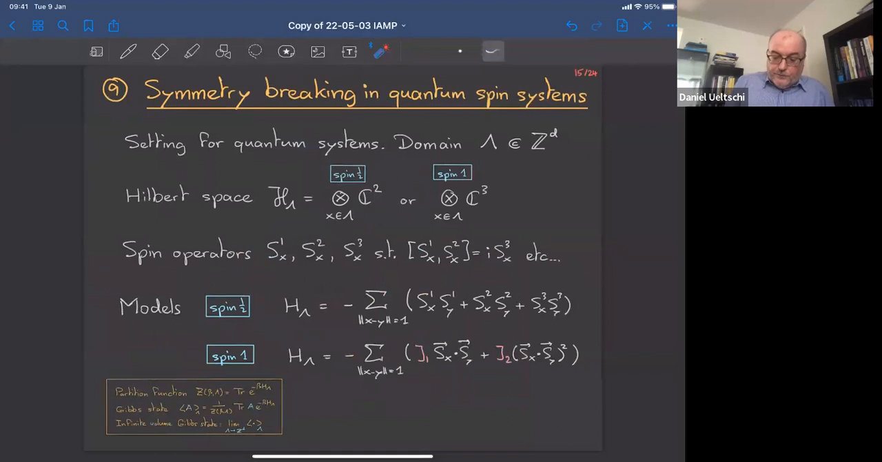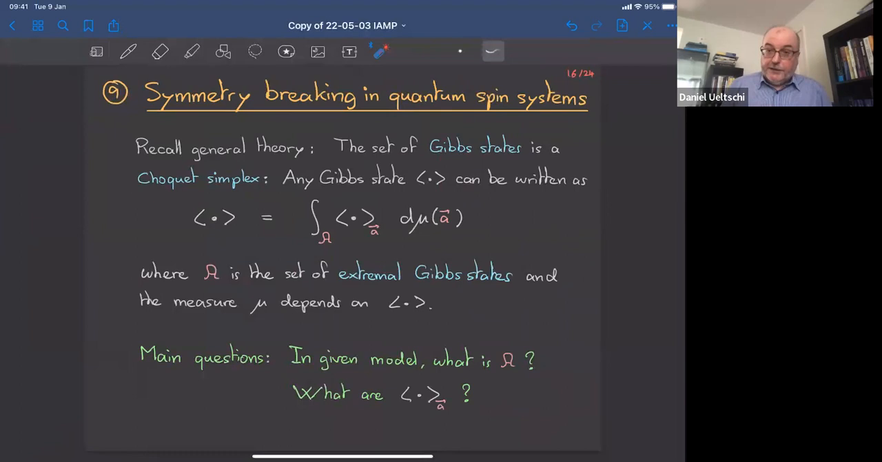So next, the notion of symmetry breaking. It turns out that there is a beautiful, very general theory, which has been established in great generality. The set of infinite volume Gibbs states is always a Choquet simplex, meaning that it's a convex set with a notion of elements which are extremal. And any Gibbs state, any element over there, can be written as a linear combination of extremal states. So this is the set of extremal Gibbs states, and any Gibbs state is indeed given by an integral over a certain probability measure of those extremal Gibbs states.